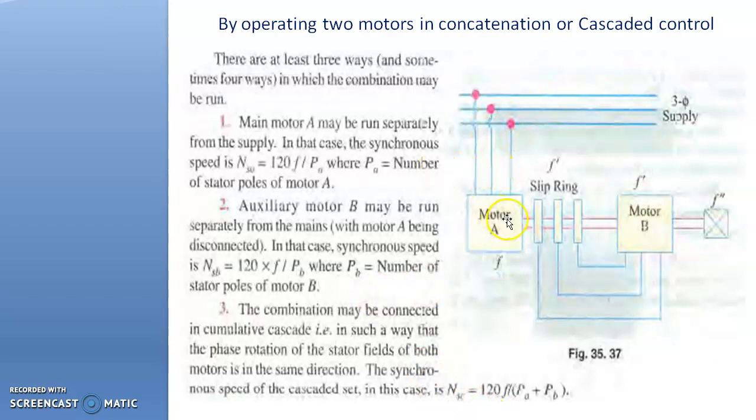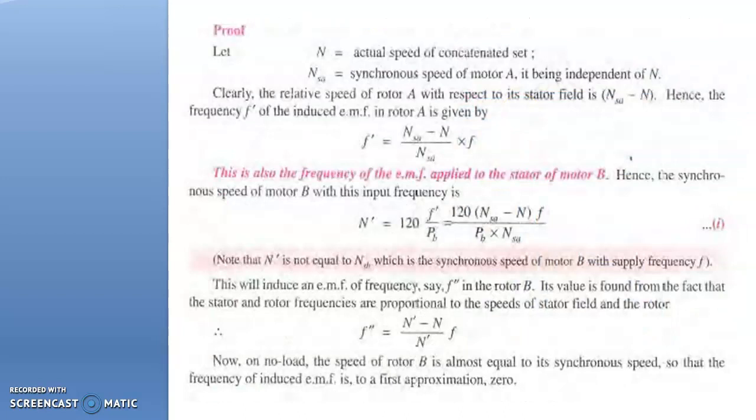Just keep in mind that NSA is 120 F by PA, NSB is 120 F by PB. The stator frequency of motor B is F dash, which is the rotor frequency of motor A, and the load frequency is going to be F double dash. Just keep it in mind. Let us prove that equation.